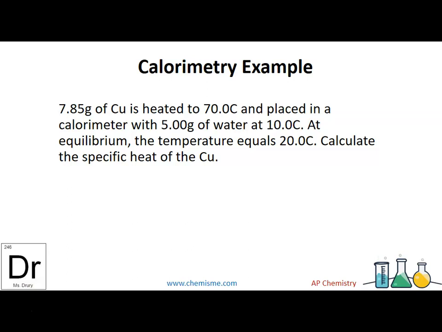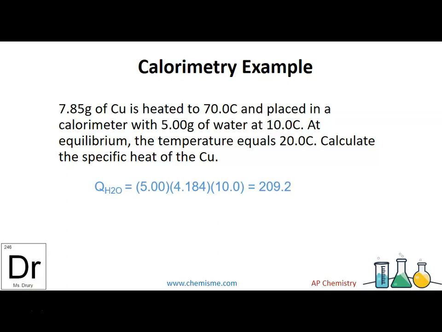Unfortunately, I don't know enough about the copper. I don't know its specific heat, I don't know its heat Q. So I'll start with the Q of water first. So the Q of water was 5 grams of water times 4.184, the specific heat of water, times 10 degrees. So the water only went from 10 to 20 degrees, right? This gave me a heat of 209.2.